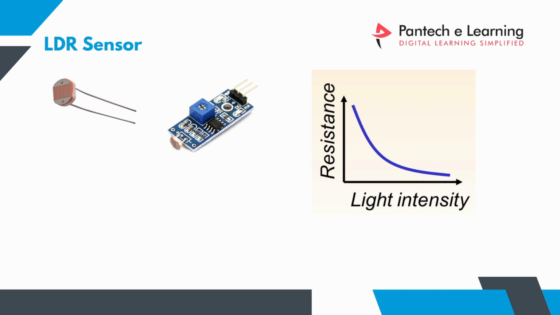So we are going to use these two sensors. We will detect whether it is day or night, and whether there is a human or not. Then we will turn on the light and manage the electricity like that.